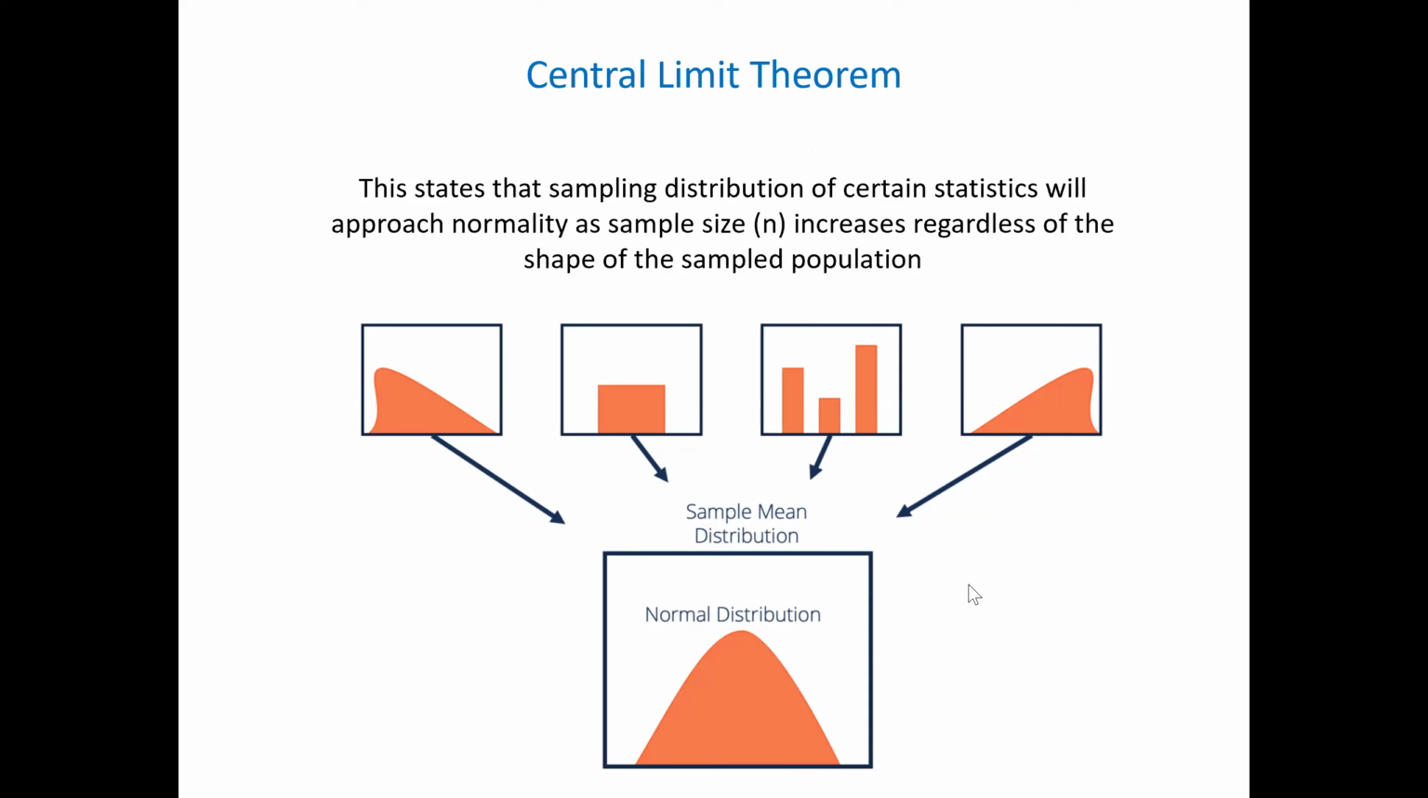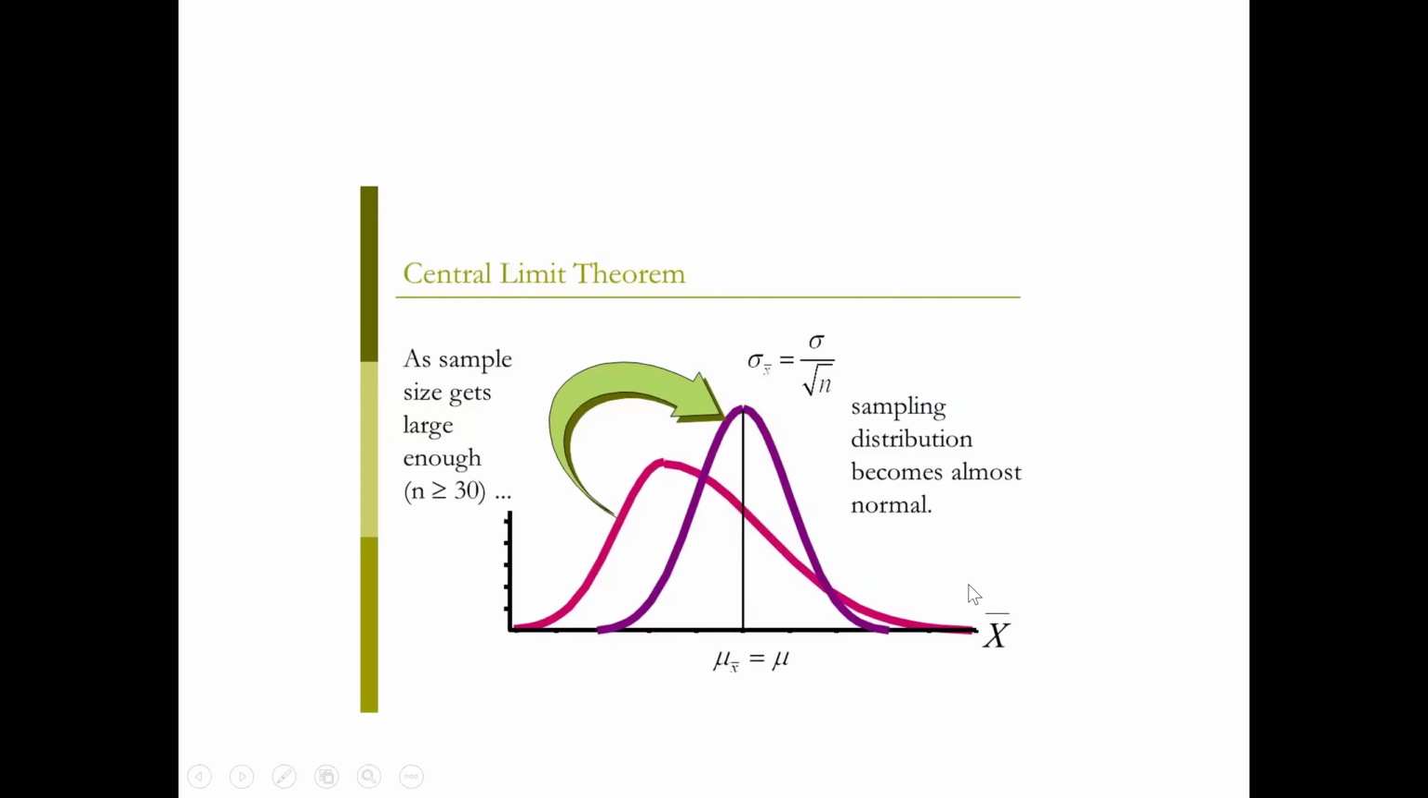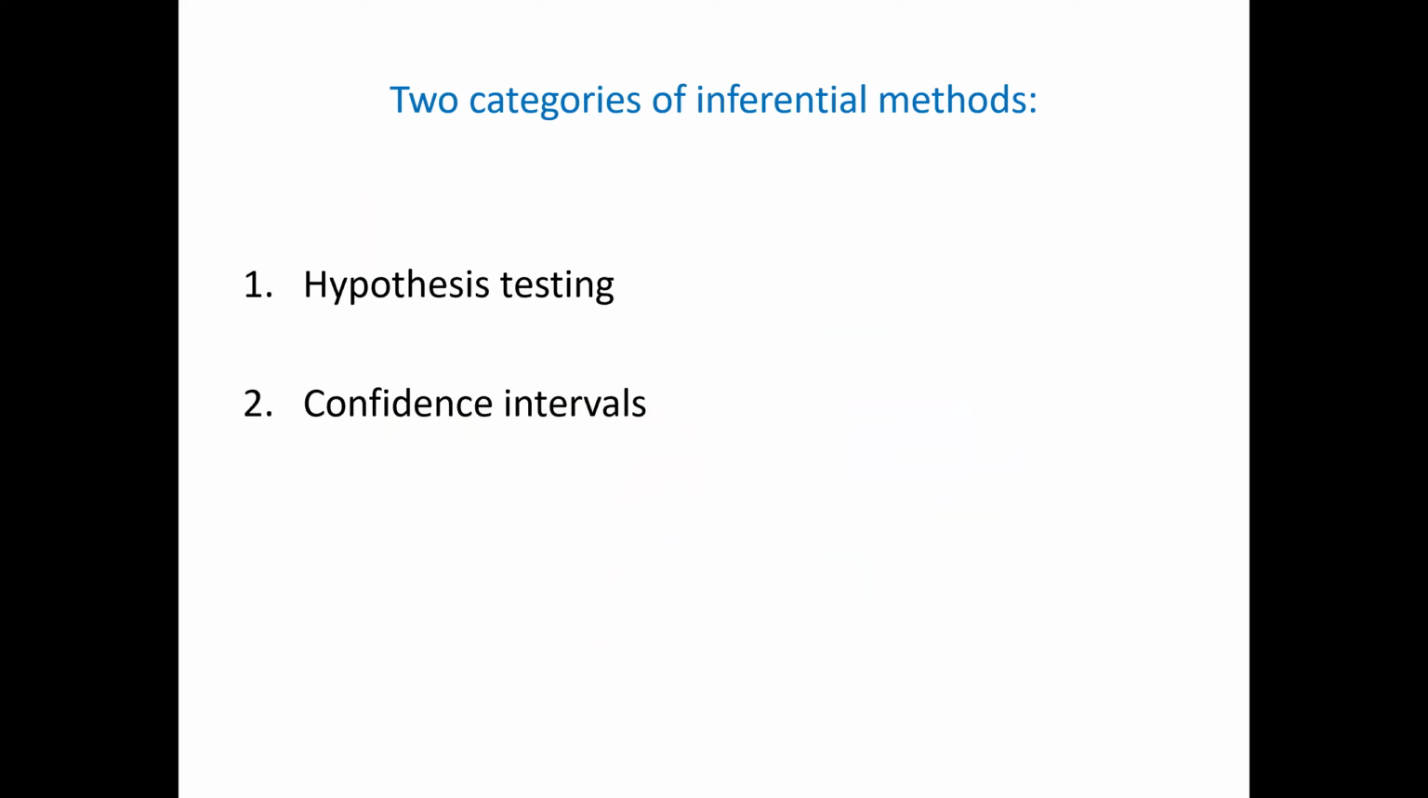Central limit theorem, no question. This one is just putting a graph to explain the same thing. Something that is not normal before changed to normal. So let's talk about hypothesis testing and confidence interval, two categories of inferential method. So when we talk about inferential method, what method do we use to do our inferential statistics?